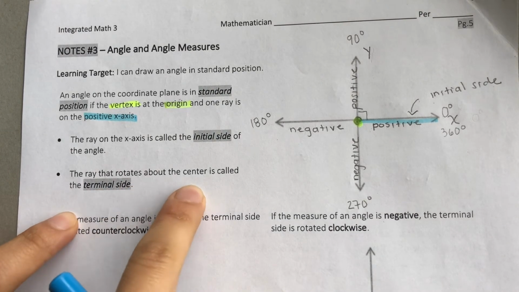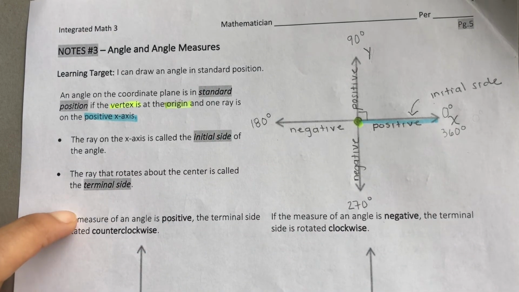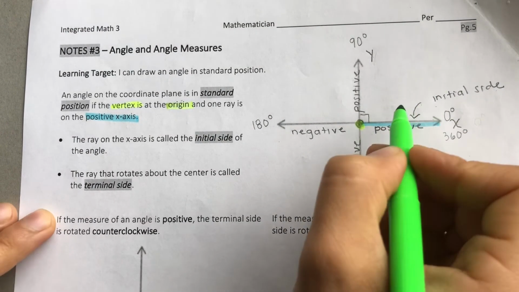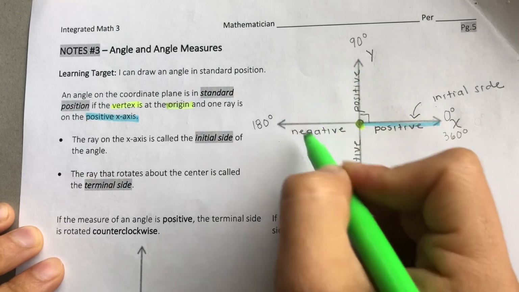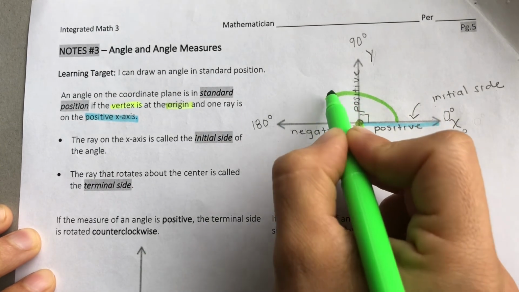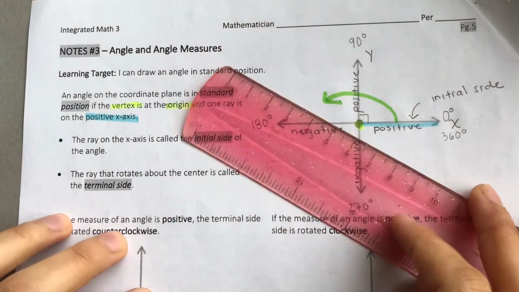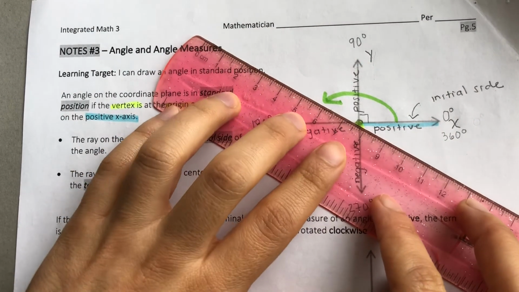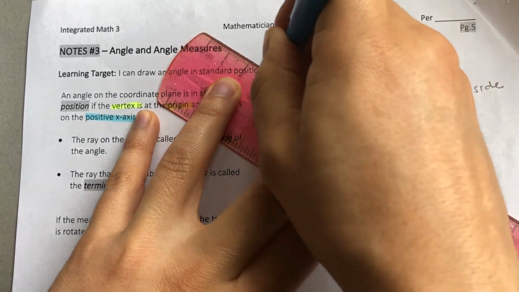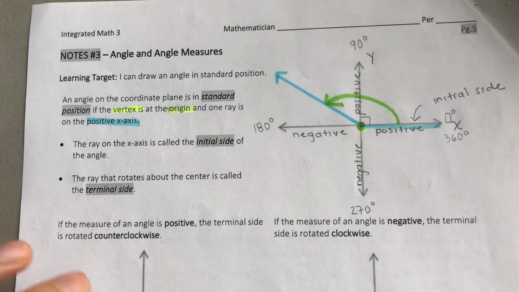The ray that rotates about the center is called the terminal side. Okay, so we are starting at the initial side and we're going to rotate counterclockwise. And let's say I stop here. Where I stop, that becomes our terminal side. Okay, this would be our terminal side.